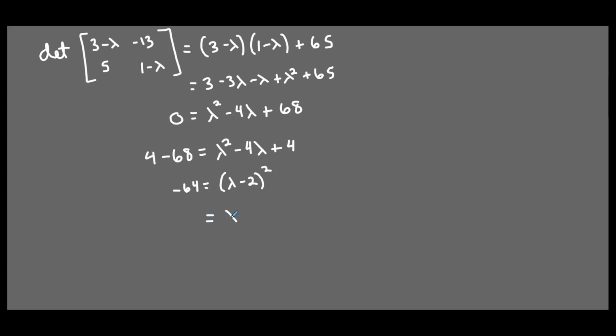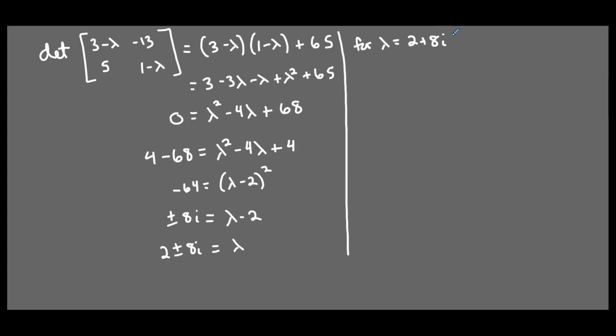All right, so we take the square root of both sides, and I get plus or minus 8i on the left, and then we just need to add 2 to both sides. So I get lambda is 2 plus or minus 8i. And we need the eigenvalues. I'm sorry, these are the eigenvalues. I need the eigenvectors. So let's find an eigenvector for lambda equals 2 plus 8i.